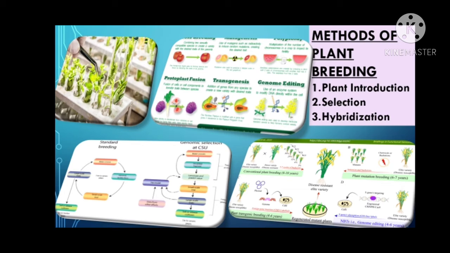Now, depending upon the parents involved, hybridization may be of the following types, like intravarietal hybridization, that is a cross between two different plants of the same variety. Intervarietal or intraspecific hybridization, that is a cross between two different varieties of the same species. Interspecific hybridization, a cross between two different species of the same genus. Intergeneric hybridization, that is a cross between two different genera.